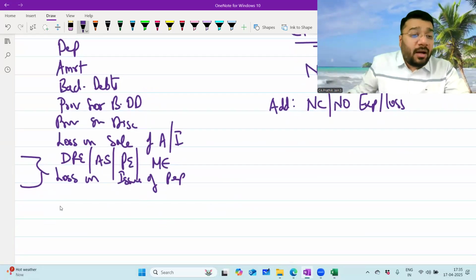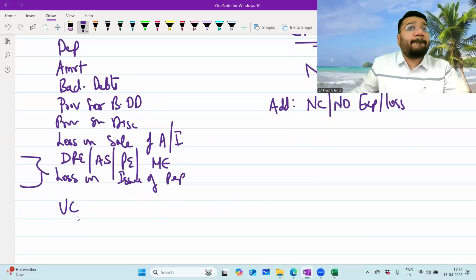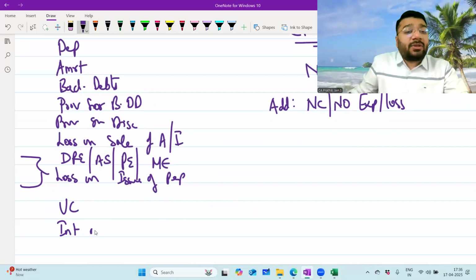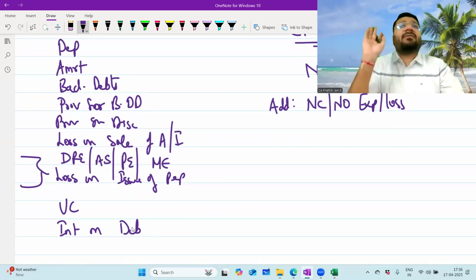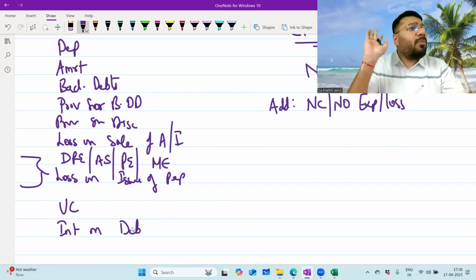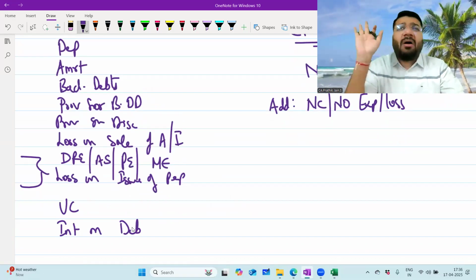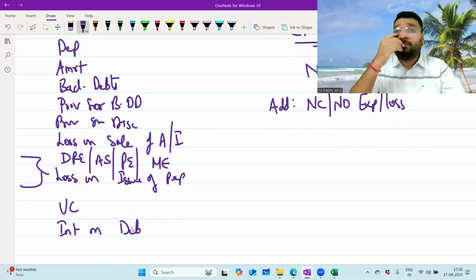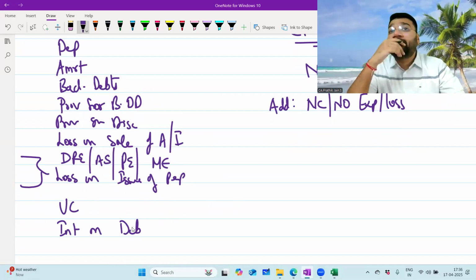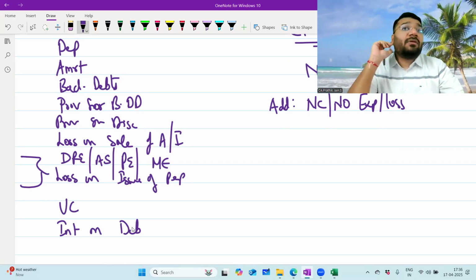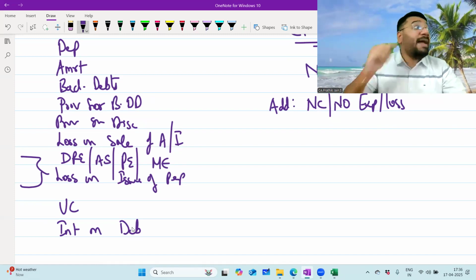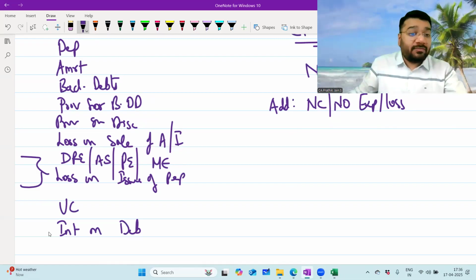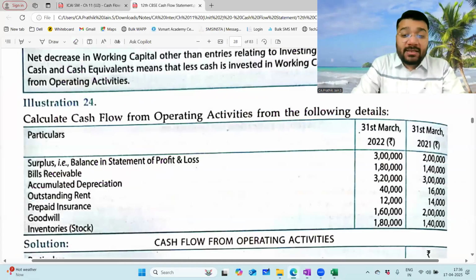Non-operating. Underwriting commission. Then interest on debt. Any kind of debt. Every debt. All borrowings put together. Debenture. Anything you take. Bond, public deposit. Anything. Interest on that. Then anything related to finance. Bank charges while taking the loan. Anything that comes in finance cost. Bank charges. Or bank processing fee. Let me add this bank processing fee.